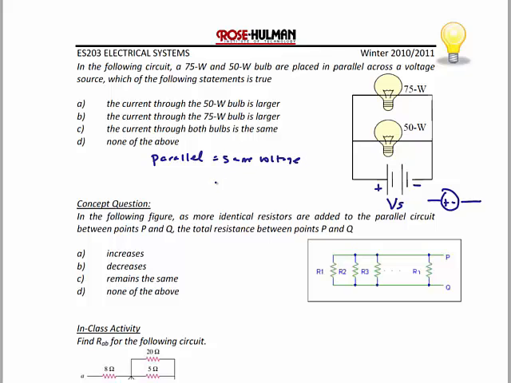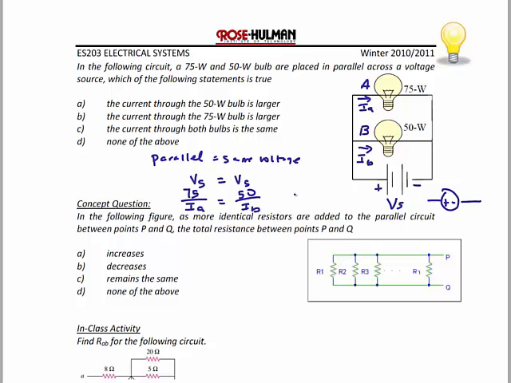Since I know the power for each of the bulbs, I can find the current since I know that they have the same voltage. So remember, the voltage for bulb A is equal to the voltage for bulb B. For the top bulb, I know that 75 divided by the current through that bulb has to equal 50 divided by the current through the second bulb, where this current would be IB and this current would be IA.